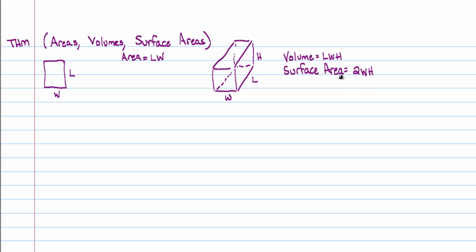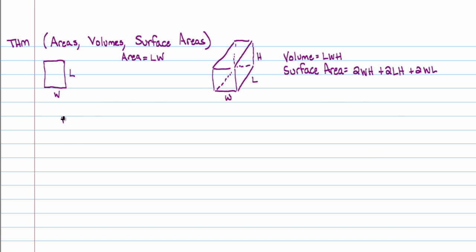And now you have the two sides and the top and the bottom. The two sides have dimensions length times height and length times height. And then the bottom and the top have dimensions width times length. So we have two of those, width times length. Okay, so that's really all there is to rectangular objects.